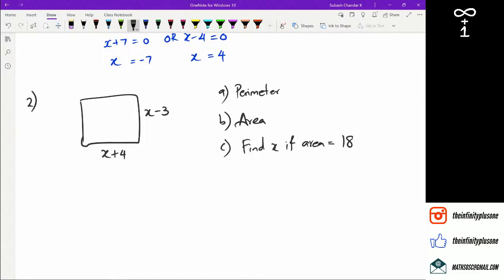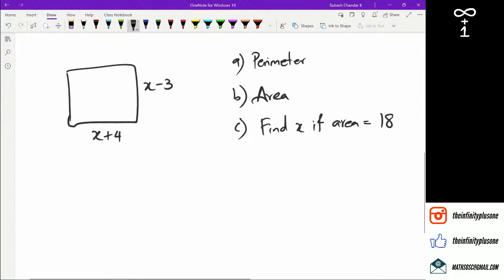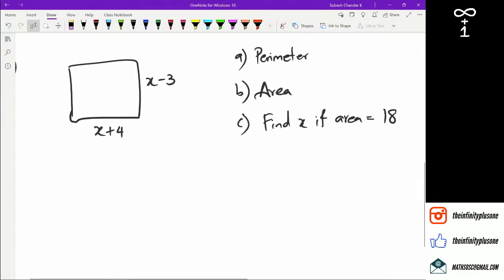Have a go with that question, guys. I want you guys to find out the perimeter. I want you guys to find out the area, and then find out x if the area equals 18.